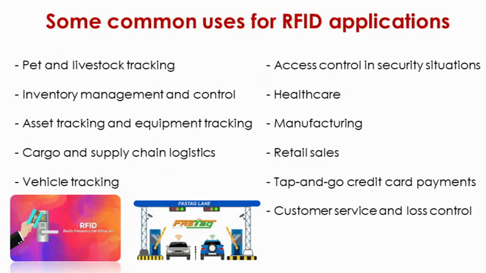So basically, you can track pets and livestock, and manage inventory in big warehouses and stores. You can also track your assets and equipment, like cupboards or all the equipment in your school. Then cargo and supply chain logistics, where you track where my truck carrying the supply chain or material is. Nowadays, vehicles are also tracked with FASTag, then healthcare, manufacturing, retail sales for purchasing products, and credit cards also.